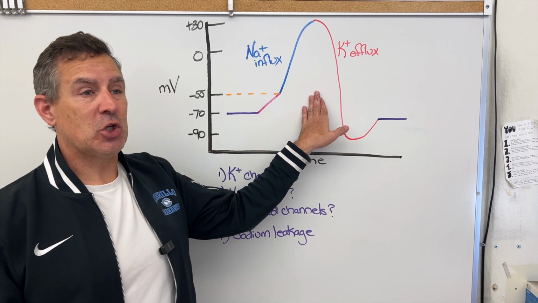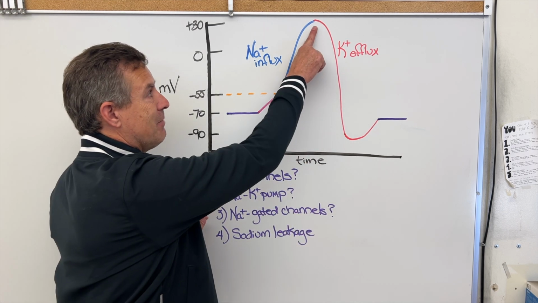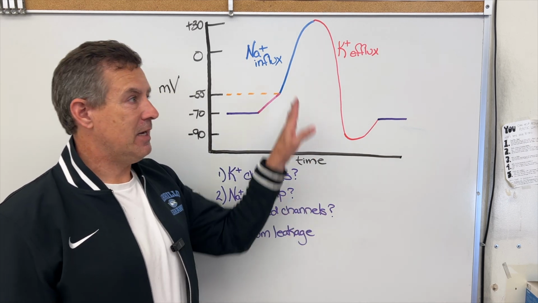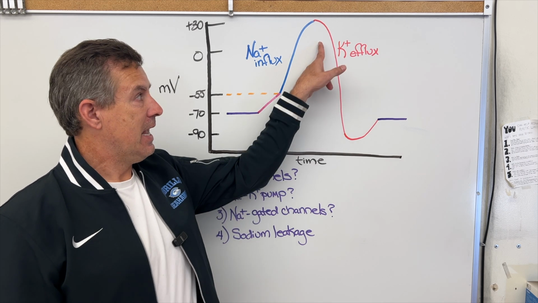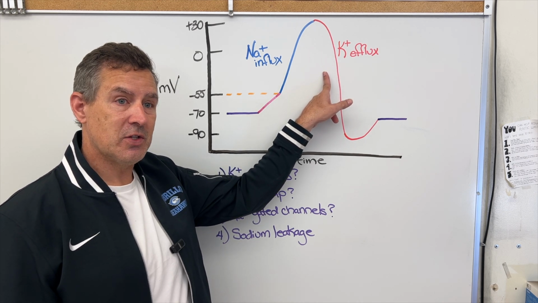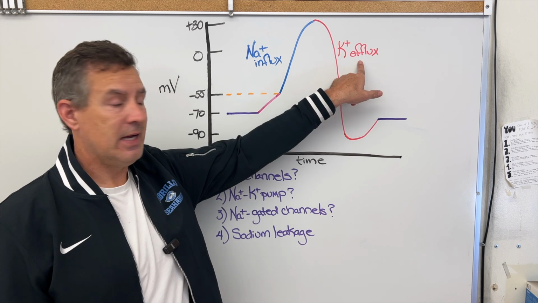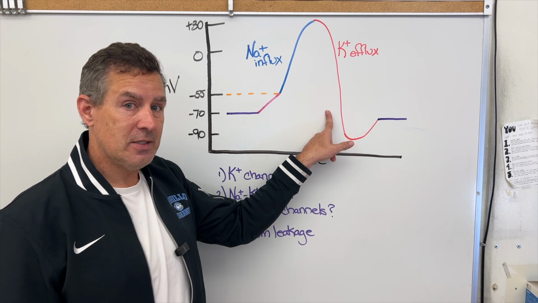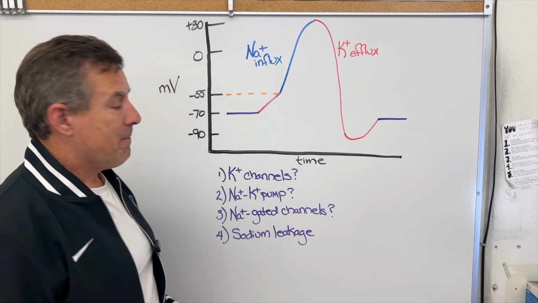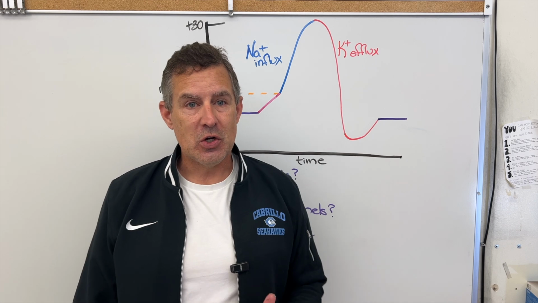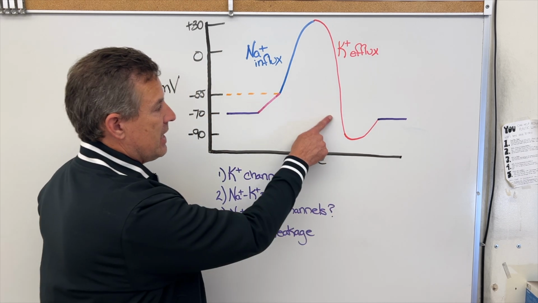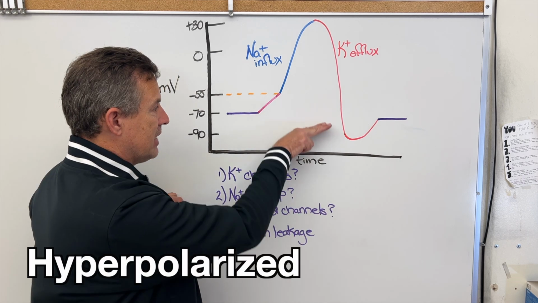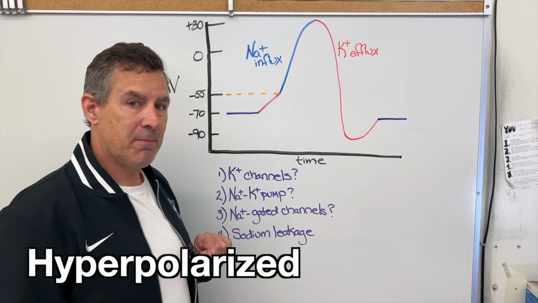So they start opening at the same time. Potassium channels take much longer to open, but by the time we reach positive 30, the sodium is totally dissipated. It's no longer depolarizing the cell. And now all we have is potassium leaving the cell, known as potassium efflux, causing the cell to repolarize. And because those gates are so slow in closing, this cell hyperpolarizes. That is to say, it's going below negative 70 millivolts.